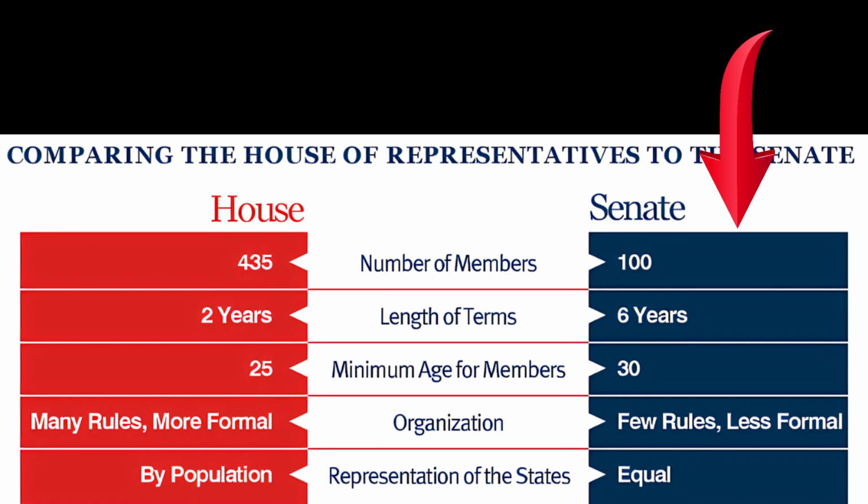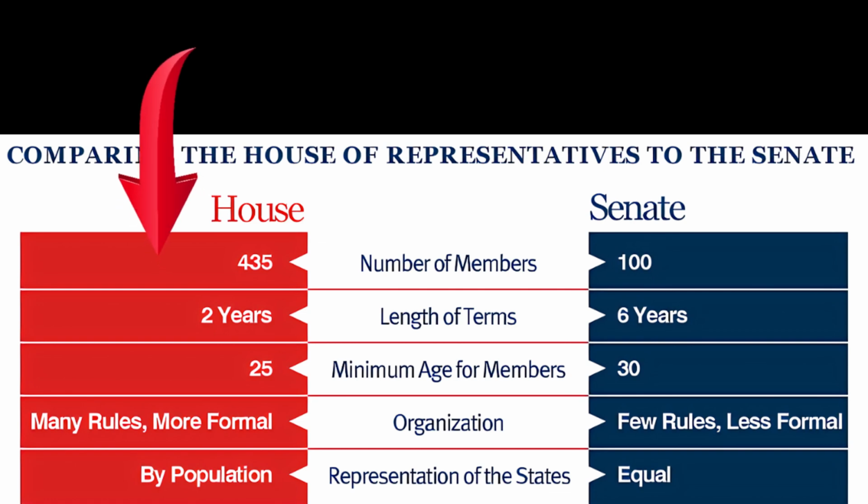The Senate, the upper house, has a total of 100 members. 2 members are elected from each state. And the second one, the House of Representatives, has a total of 435 members. They are elected from each state based on state population. Together, they write, debate, and pass laws that affect the whole country.